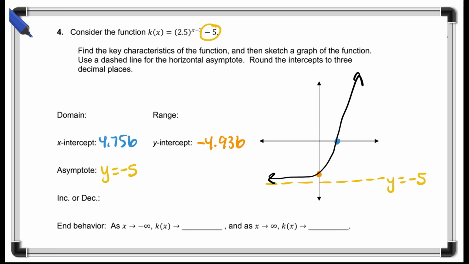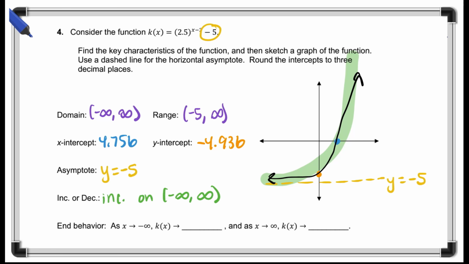Domain is going to be all real numbers, or -infinity to +infinity. And our range, of course, based off of our shift, our asymptote went down. So we're going from the smallest y, which was -5, going all the way up towards +infinity. Our graph is increasing. From left to right, we are going up. So we are increasing on the interval of -infinity to +infinity.